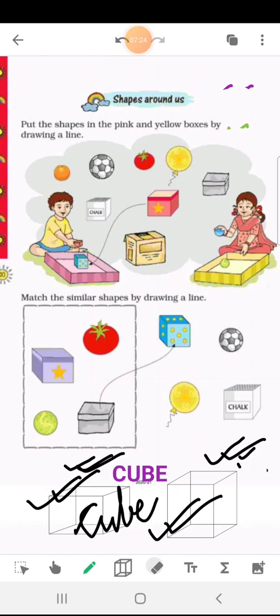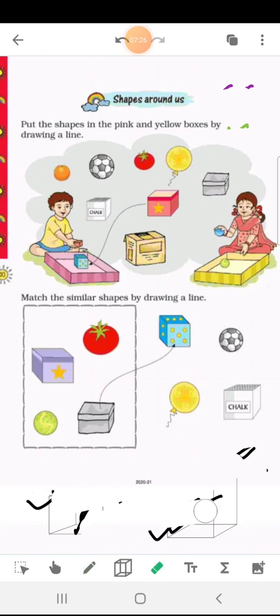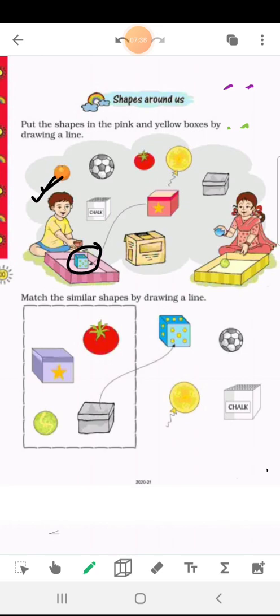What have we learned today? What are the names of the shapes? Round and cube. Now this boy is collecting all the cube shaped materials, all the cube shaped objects, and this girl is collecting all the round shaped objects. Therefore we have to bring those objects here.